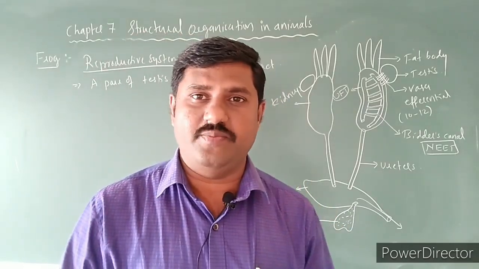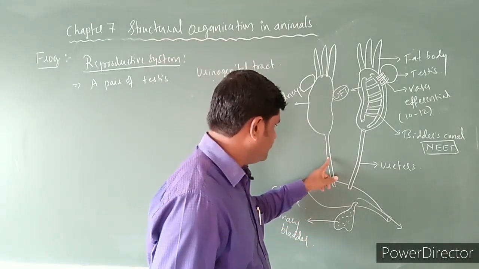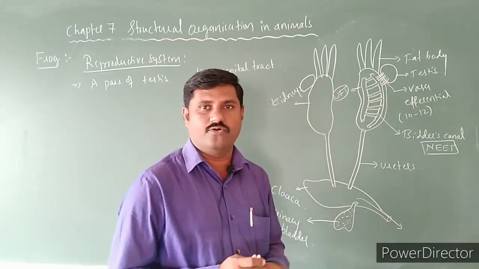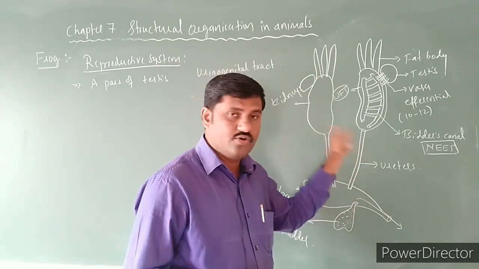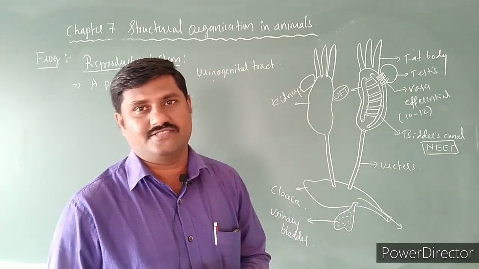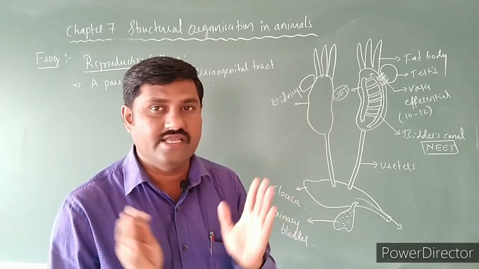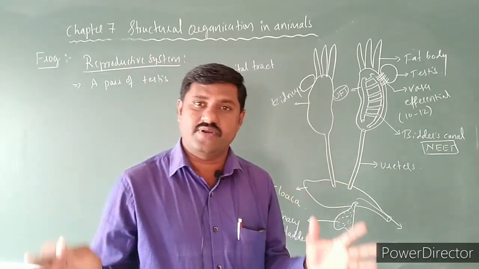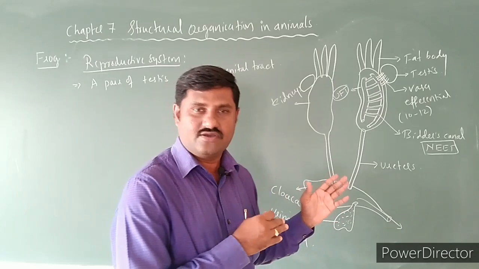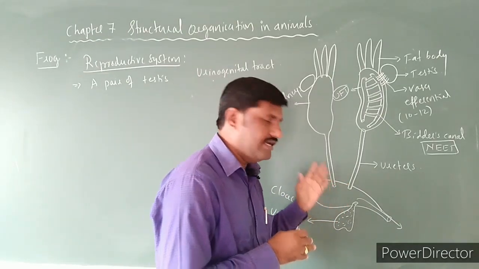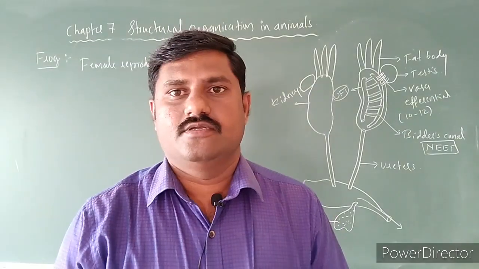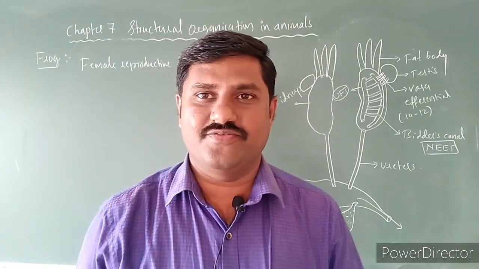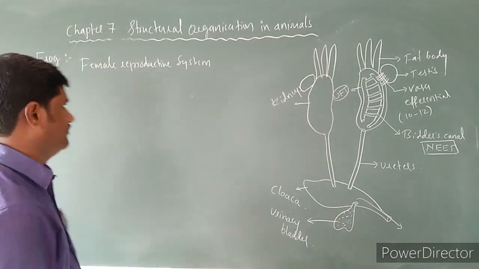But in case of female, the ureters are opening into the cloaca of course, and simultaneously the oviducts are also opening into the cloaca itself. But both are not linked there, both are separately opening into the common passage called the cloaca, right? Yes, so let us start with the female reproductive system.